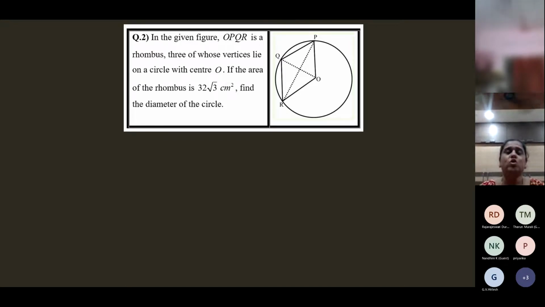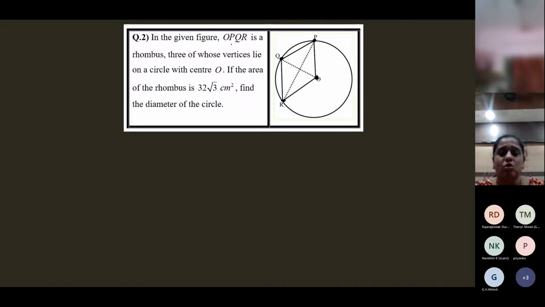Okay, so in this figure, OPQR is a rhombus, three of whose vertices lie on a circle with center O. So the vertices P, Q, and R of the rhombus lie on the circle with center O. That means one vertex of the rhombus is nothing but the center of the circle. The remaining three vertices lie on the circle.